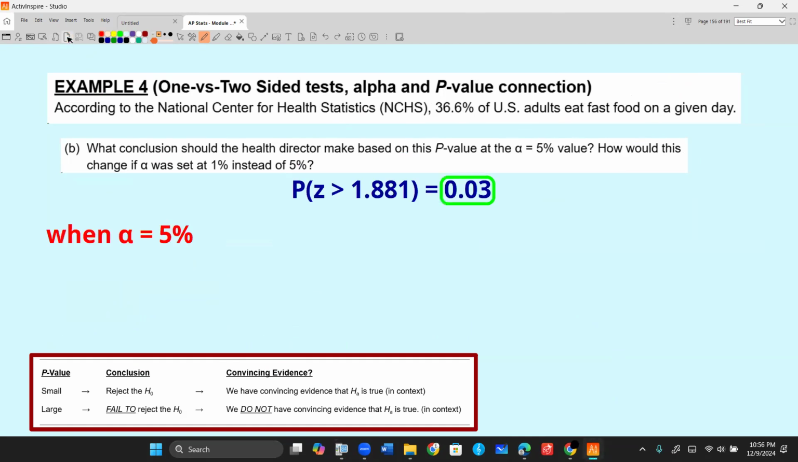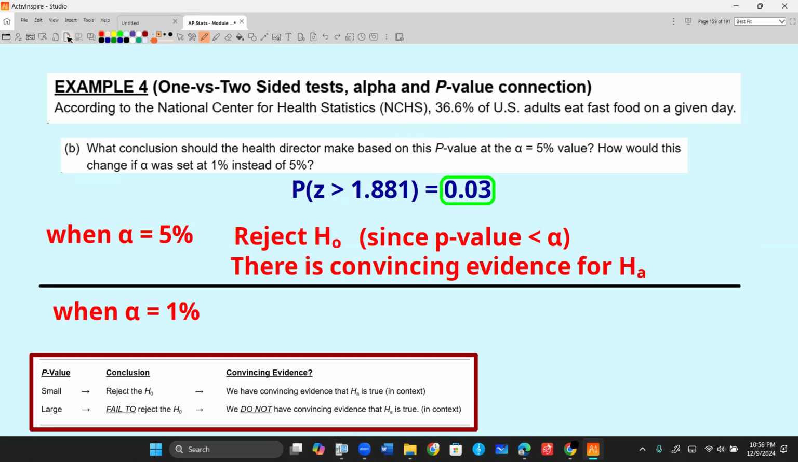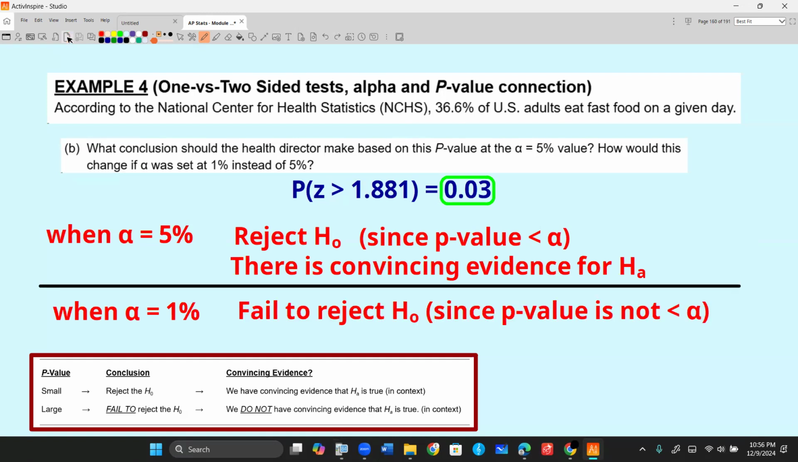It's not large. In fact, when alpha is 5%, we're going to reject that null hypothesis. There is convincing evidence for the alternative. When alpha is 1%, however, if you set that at 1%, we're going to fail to reject the null hypothesis since your p-value is not less than your alpha. In this case, there is not convincing evidence for the alternative.